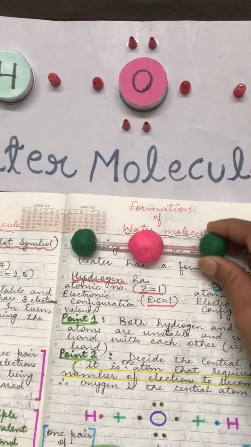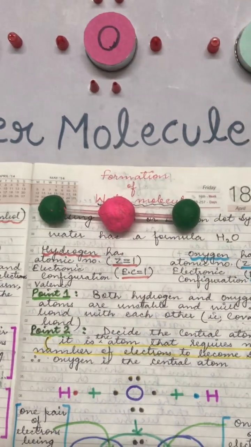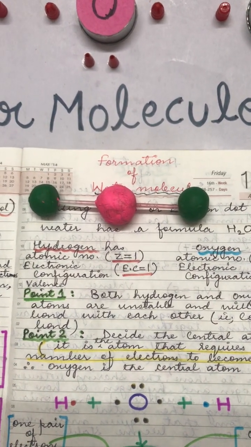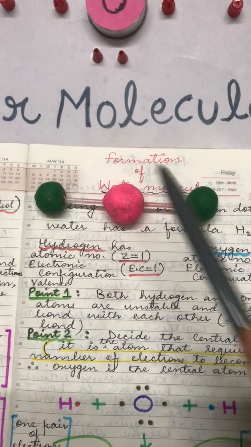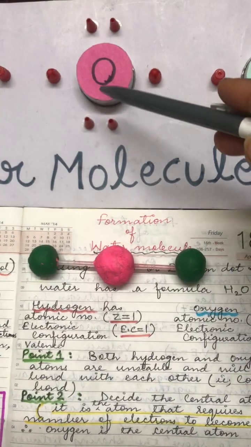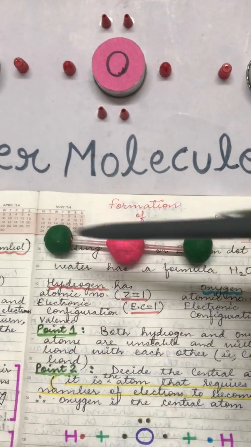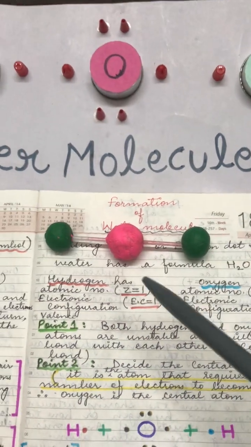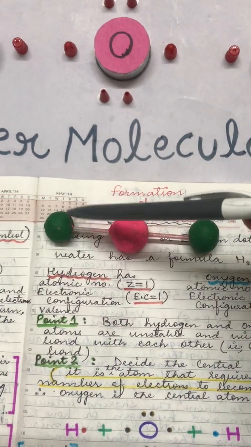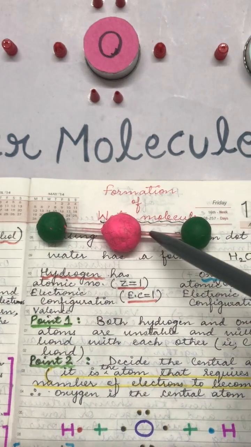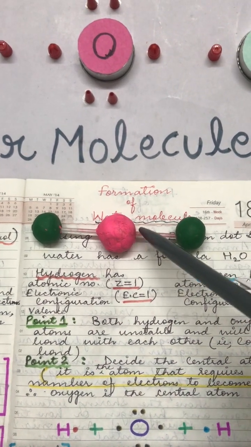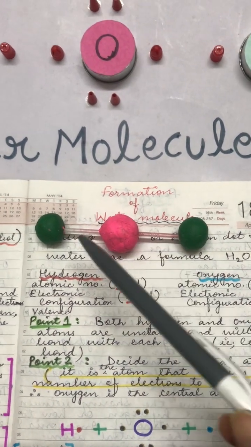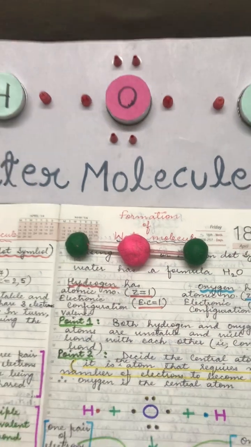Now the same thing can also be shown here if you look closely with the help of clay and pen refills. So the structure has been shown like this. So this pink clay in the center is representing the oxygen atom. These green spheres are representing a hydrogen atom each. So this is one hydrogen atom, this is another hydrogen atom, this is the oxygen atom, and this is representing a single covalent bond here and a single covalent bond here. So there are 2 single covalent bonds formed in the water molecule.